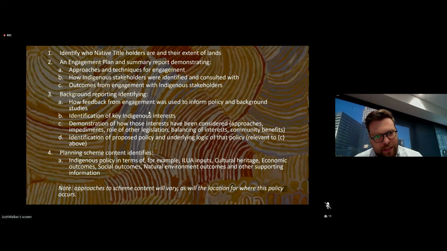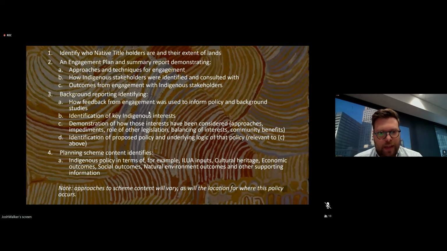And then in the technical background reporting, it's also about how that feedback from engagement was or wasn't used to inform policy and background studies. So how was it used? How's it been applied? How's it been thought through? Also an identification of what those key Indigenous interests are and what they mean, and then how they may or may not have been reflected.